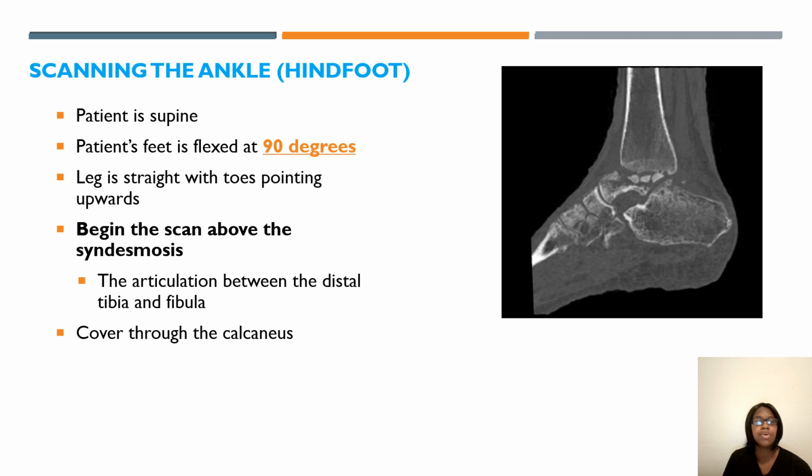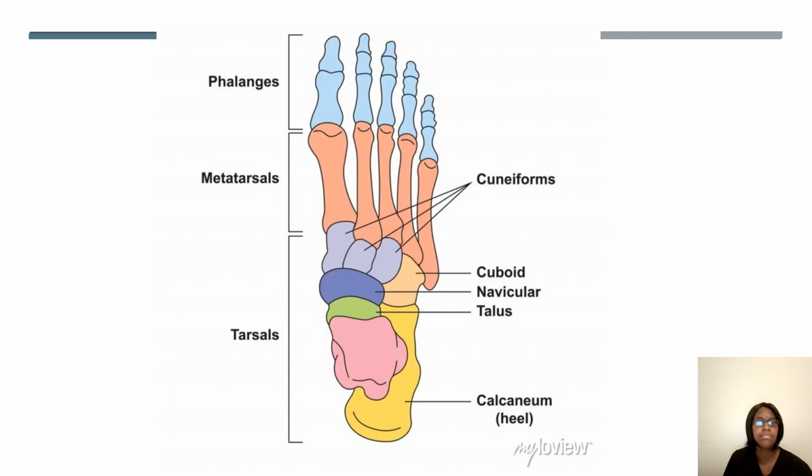And you just have more information regarding how to scan the foot, especially if you are scanning the ankle. For scanning the ankle, I just have the patient lay supine, their leg is straight, toes pointing upward. So just make sure that you are covering the correct anatomy for this, especially make sure that you are getting all the way back to cover through the calcaneus as well.